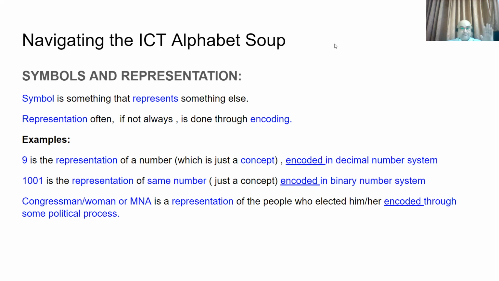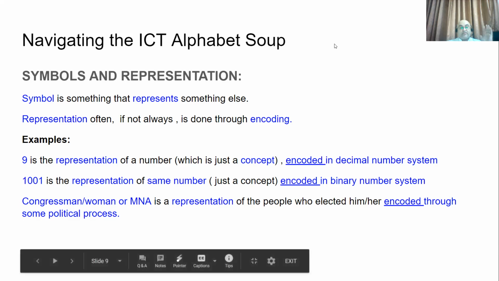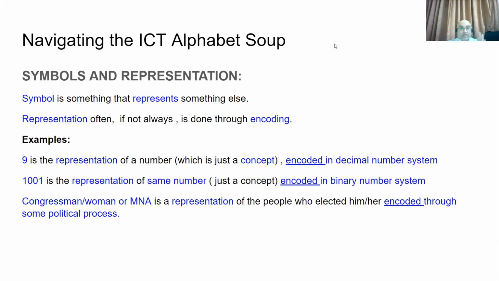It's the details. It does not change the fact that a congressman, woman, or an MNA is just a placeholder or the representative of someone else, the people. And it's exactly the same way in the above two examples, which happen to be more technical and more suitable to what we are doing here.